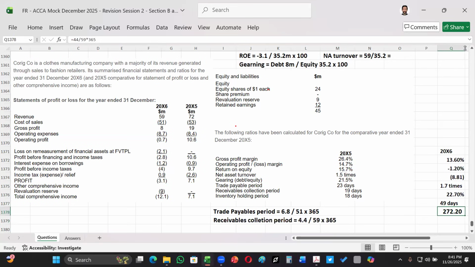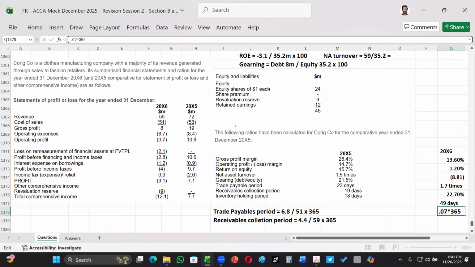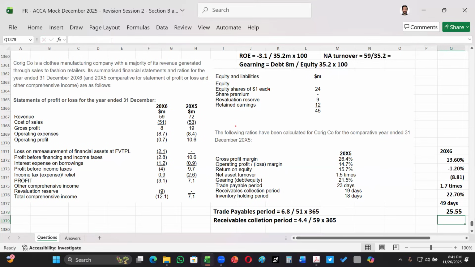Okay, I think we need to do it step by step. 4.4 divided by 59 is 0.07, into 365. That is actually 25.5, or we can say 26 days. Okay, I think we can just recheck this working as well.